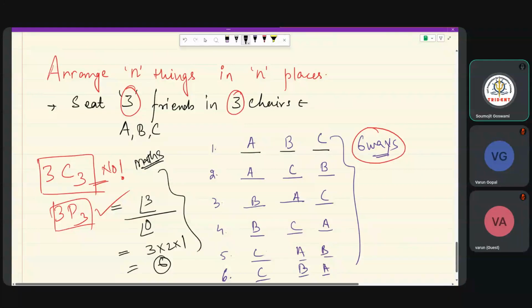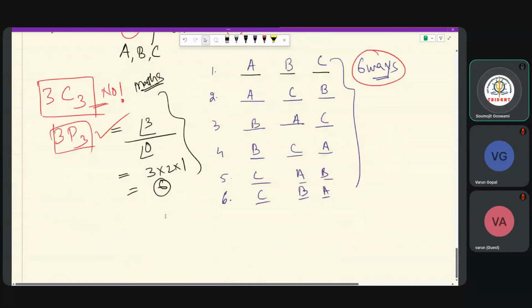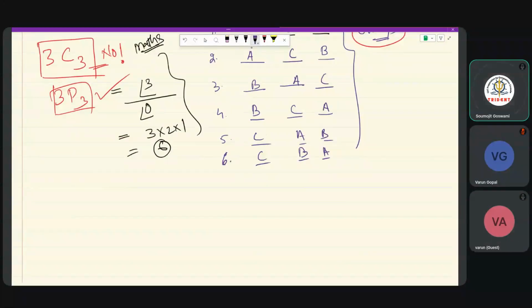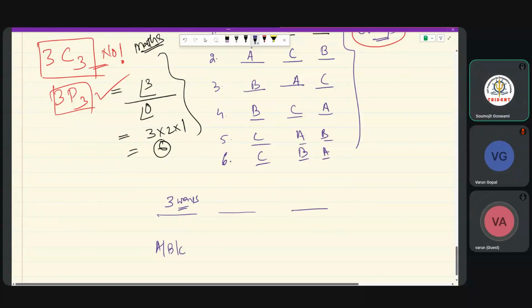Now, intuitively, how do we do this? This is how we have done it in logical reasoning classes. So A, B and C, the first chair can be filled in 3 ways. Once anybody among A, B and C is seated, the next chair can be filled up in 2 ways. And finally the last person will have only 1 because only 1 chair is left. So 3 into 2 into 1, that is 6 ways. Now, is this not reminding you of something?